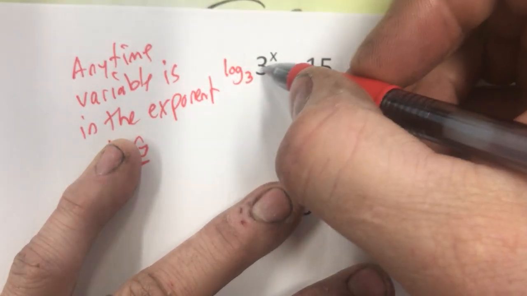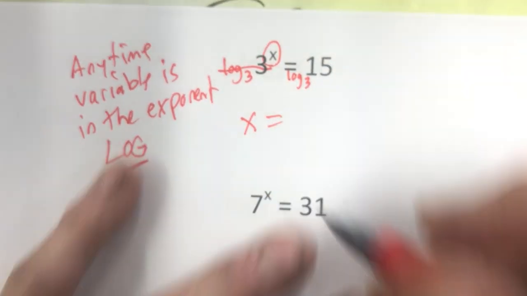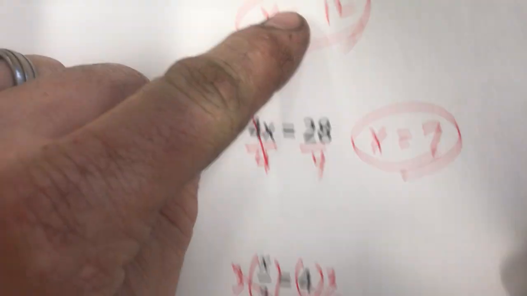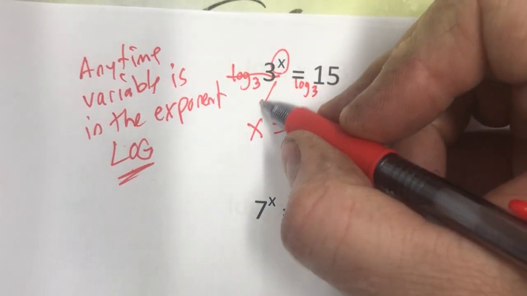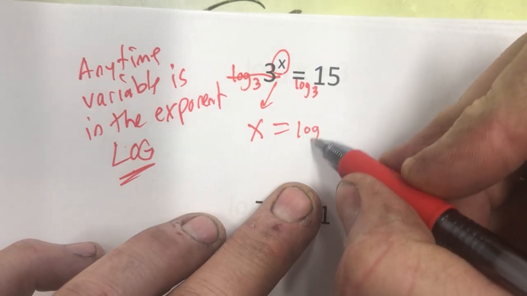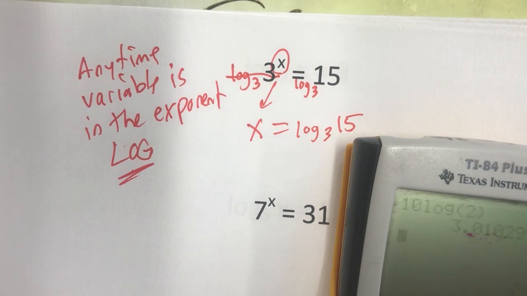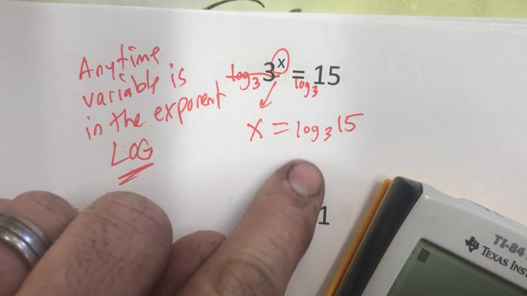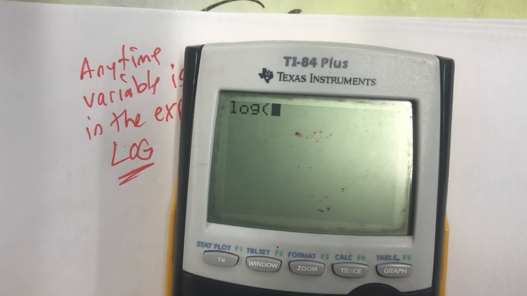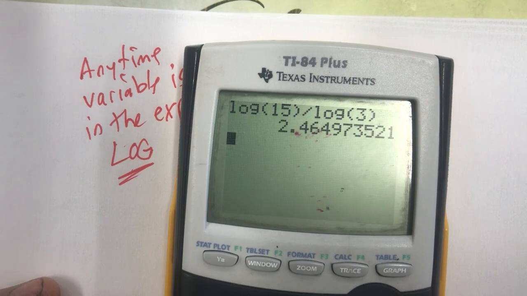When I do log base 3 here, log base 3 of 3 will cancel, and so I just have my x, just like the other ones. Just like every one of these all cancel. And over here I got log base 3 of 15. And then of course I can punch that in. This is going to be log 15 divided by log 3. And there you go, 2.46.